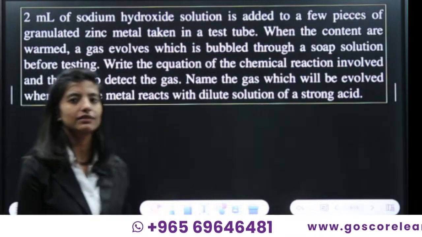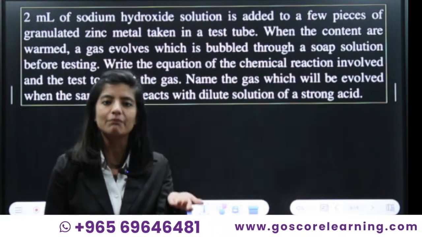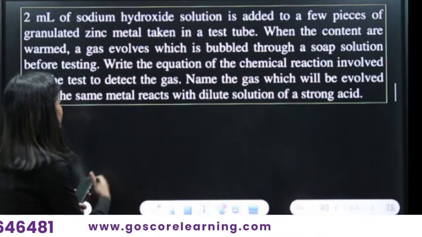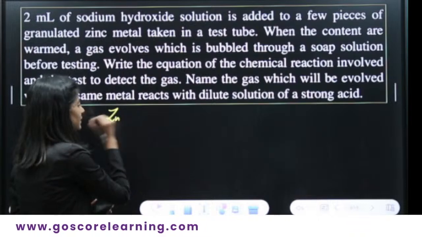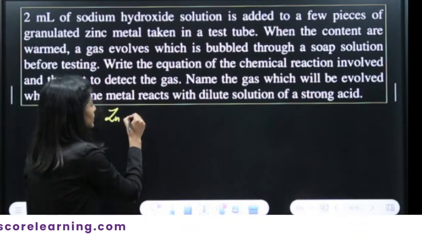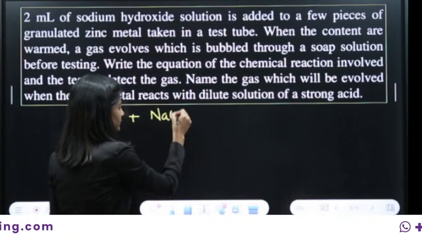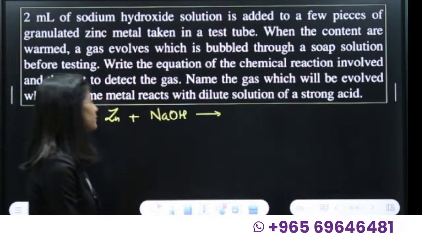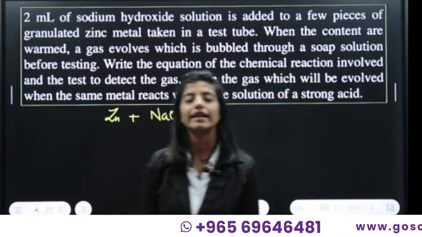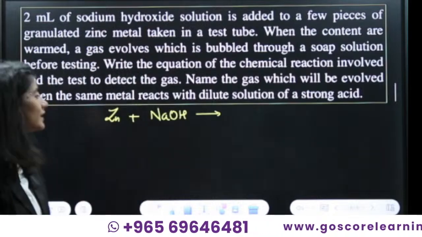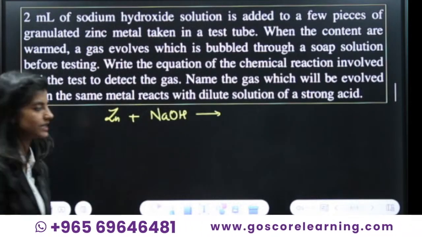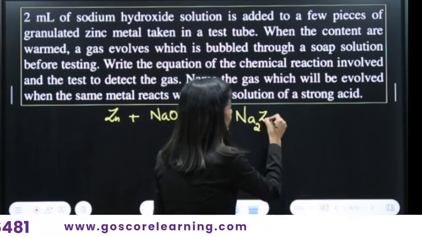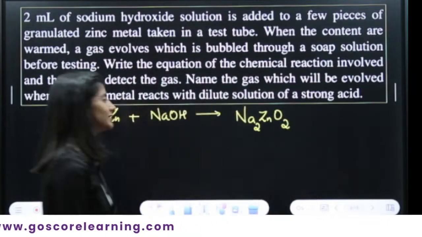Okay, so for that, we should know what kind of gas is formed during this reaction. For that, we have to write down the reaction first. Okay, so that is nothing but you have the zinc granules reacting with the sodium hydroxide, that is your NaOH. What do we get if zinc reacts with NaOH? What are the products that we can get when the NaOH reacts with the zinc? Definitely, you guessed it correct. That's your sodium zincate. What's the formula for the sodium zincate? Na2ZnO2 is the formula for the sodium zincate.